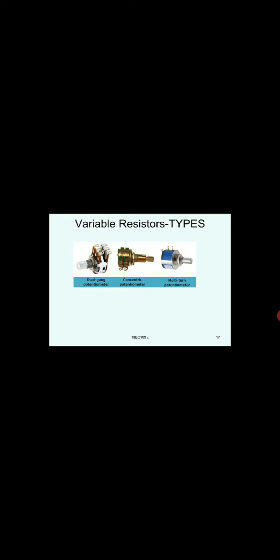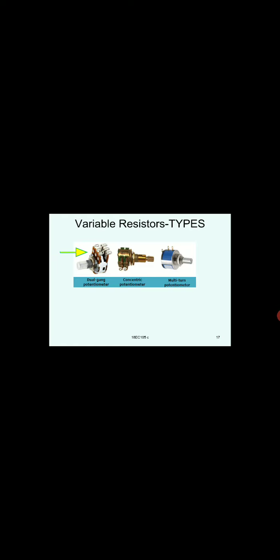Here you are able to see three different types of variable resistors. In fact, they are pots, of course. So the first one is a dual gang potentiometer. You can see near the arrow there are two layers of carbon track with three tunnels on each hilum sheet on which the carbon track is laid.